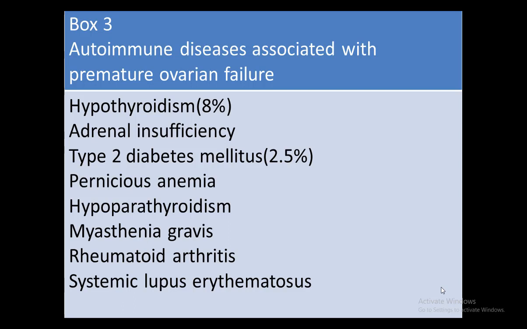Premature ovarian failure may be associated with other autoimmune diseases like these: hypothyroidism in 8% of patients, adrenal insufficiency, type 2 diabetes mellitus in 2.5% of cases, pernicious anemia, hypoparathyroidism, myasthenia gravis, rheumatoid arthritis, and systemic lupus erythematosus.